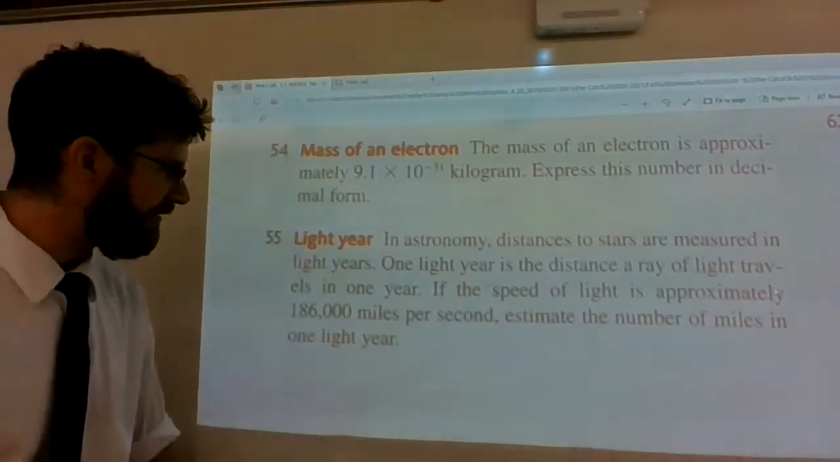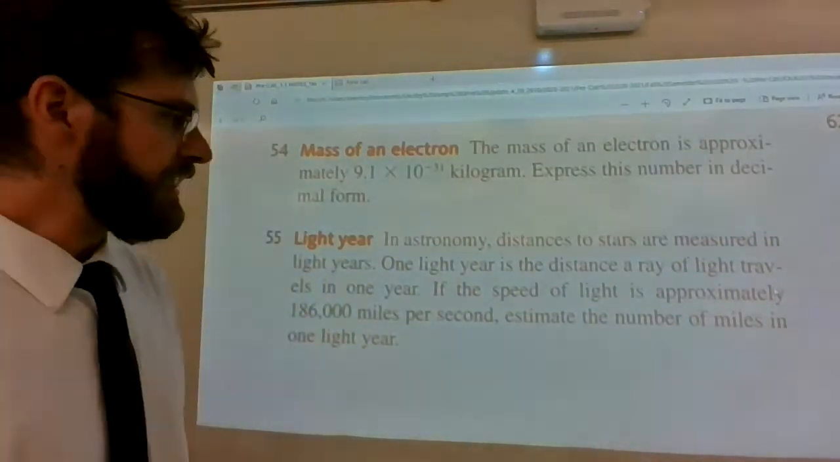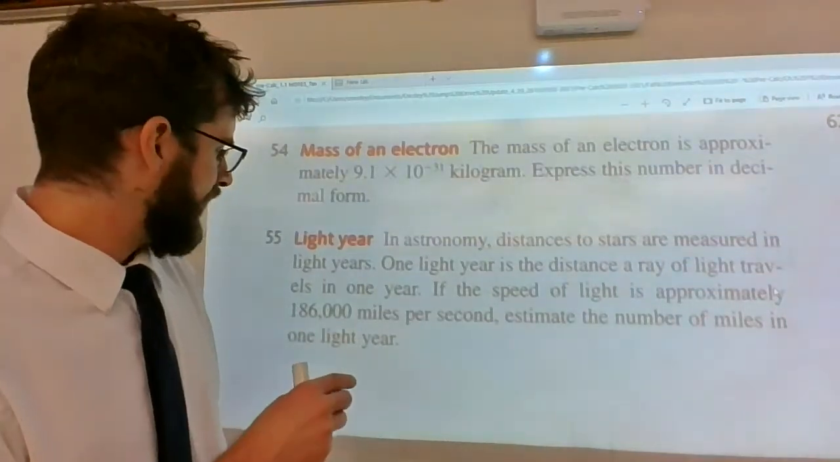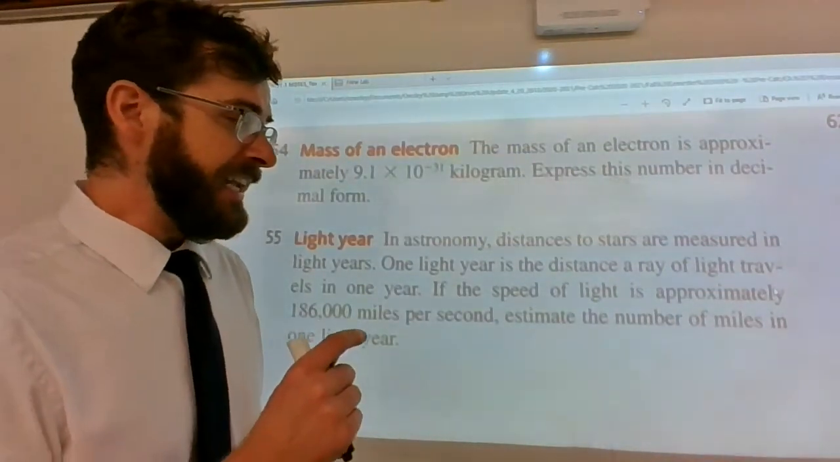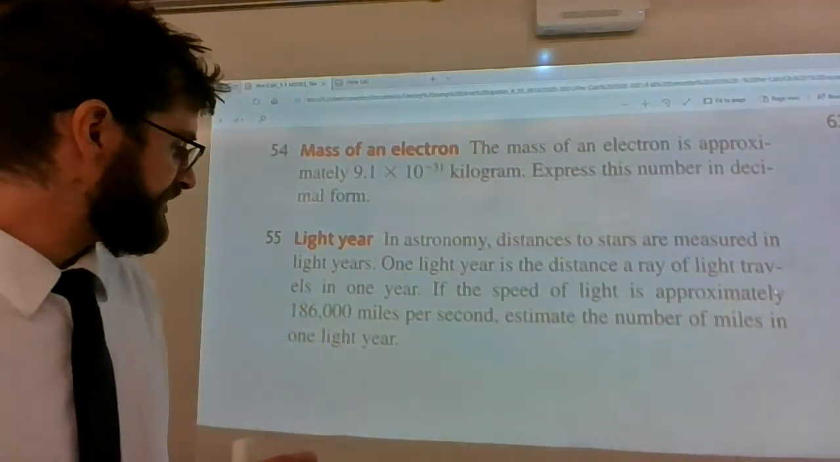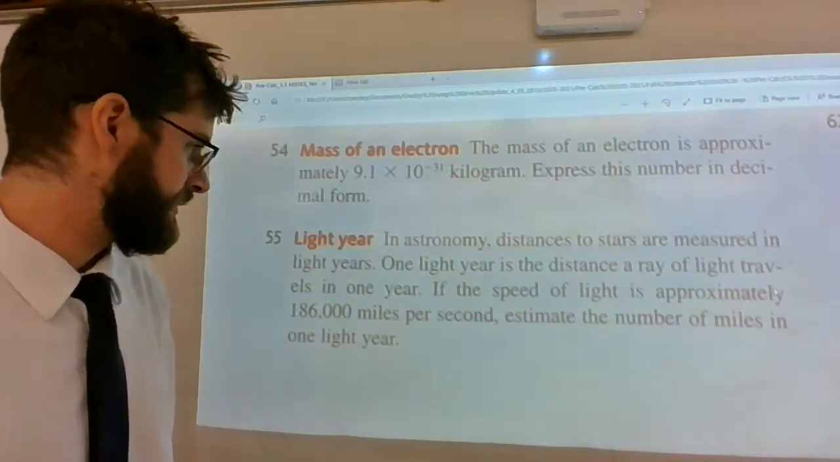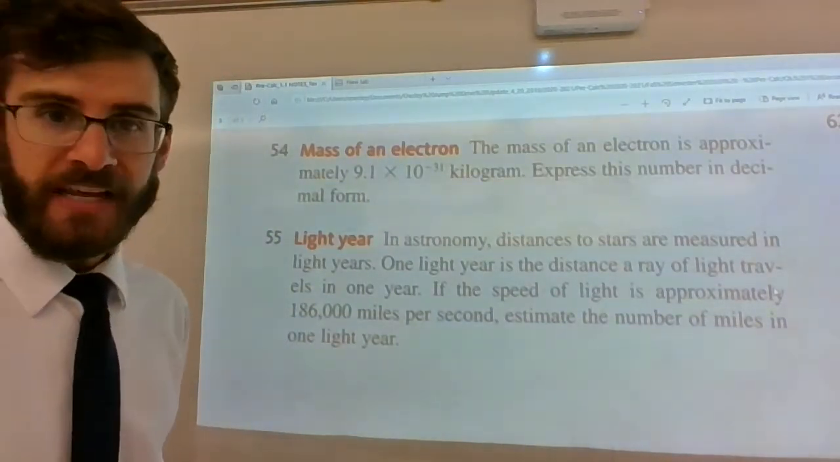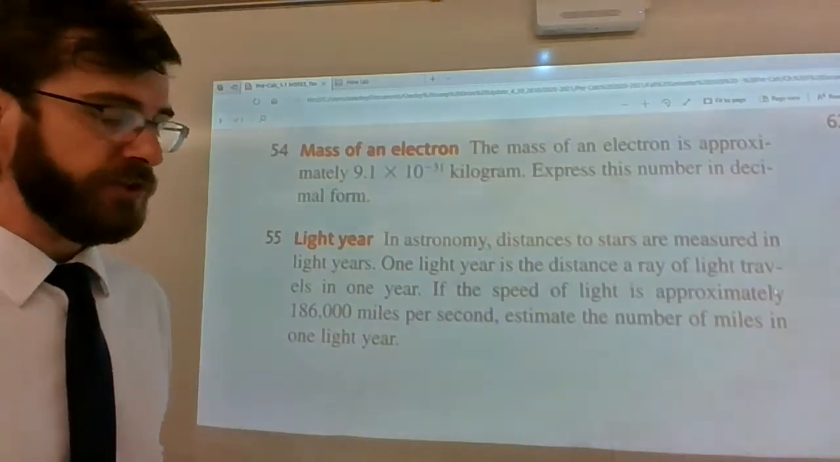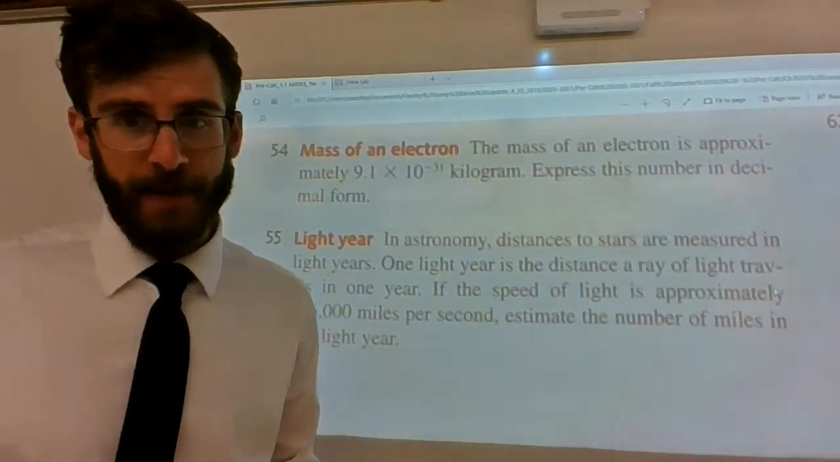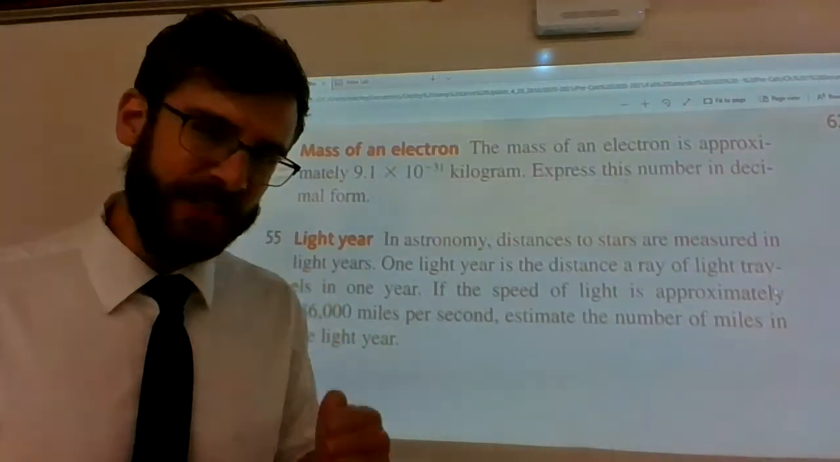So number 55, we're talking light years. 1 light year is the distance a ray of light travels in 1 year. If the speed of light is approximately 186,000 miles per second, estimate the number of miles in 1 light year. We could just Google this and figure it out right away, but that's not fun. Let's work this out.